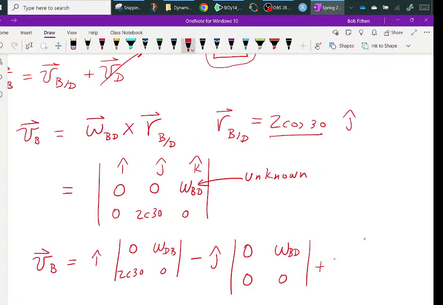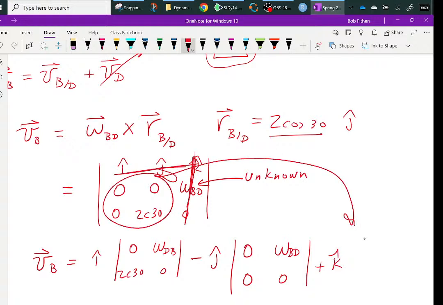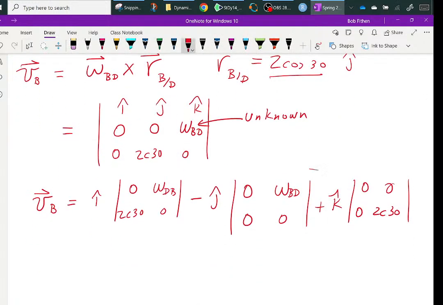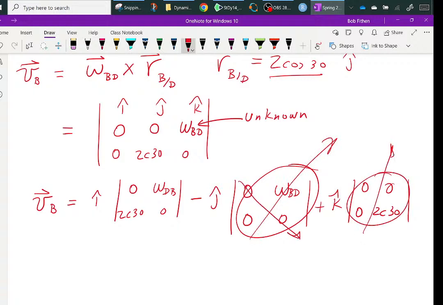And you'll see the same thing here. I take this, strike it, take that, put it down here. 0, 0, 0, 2 cosine 30. And, of course, this term is going to be 0. This term is going to be 0. Why? Because if you did the cross here, multiply those two, add them to those two, you're going to get nothing. So all you're going to get is this. Okay, 2 cosine 30. Maybe I'll put the omega in front. 2 omega BD, DB, it doesn't really matter.